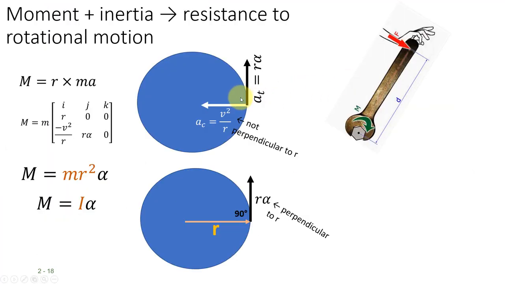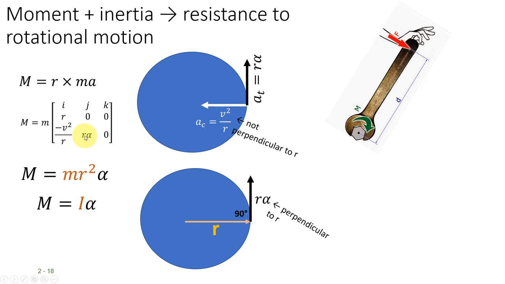And if you look at what piece of this is perpendicular, okay, so r cross ma, and this is a cross product. So let's set this up. I'm going from the center of the circle out to the edge. So radius is going in the i direction in this case. And then maybe I have my v squared over r going in the negative i direction. And you can see this r alpha, that is tangent.